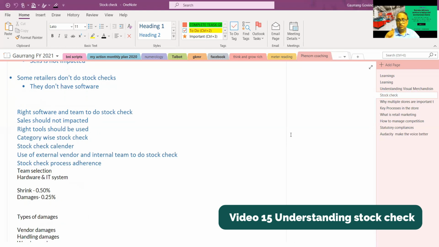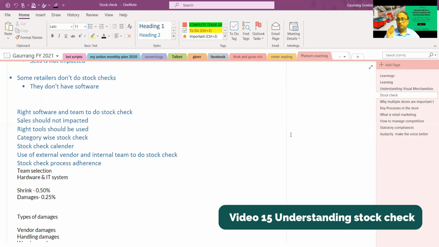The sales during this process should not be impacted. Right tools should be used. Category-wise stock check you should do, split over the days. You should have stock check calendar. You should do stock check every quarter, means every quarter one stock check you should do. Use of external vendor and internal team to do the stock check. This should be a combination, right?